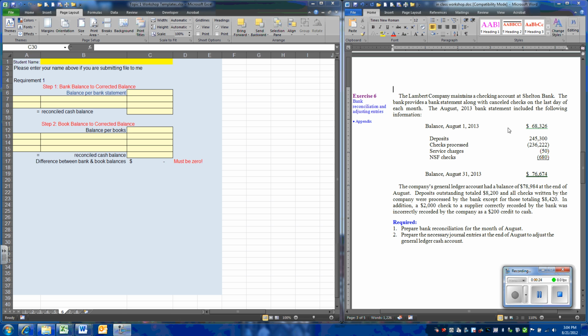So the first thing we need to do is to look at the balances from the two different sources. Our bank balance shows an ending bank balance of $76,674. Don't get confused with the beginning balance, which is the ending balance. And the company's cash account in their accounting record shows a balance of $78,984.